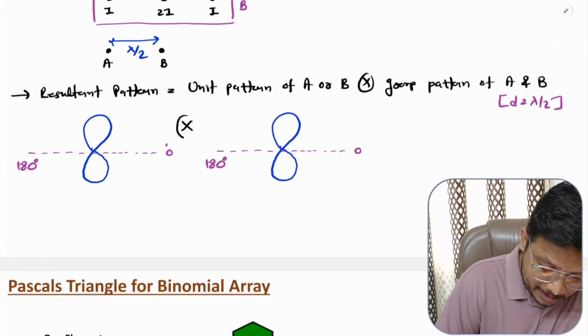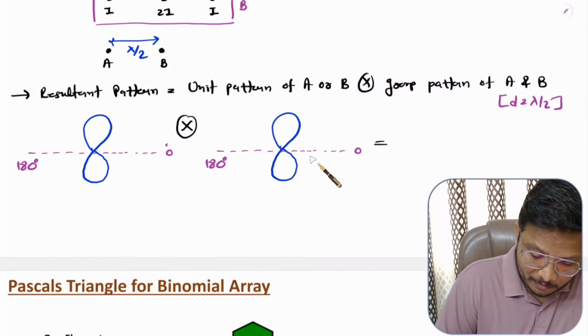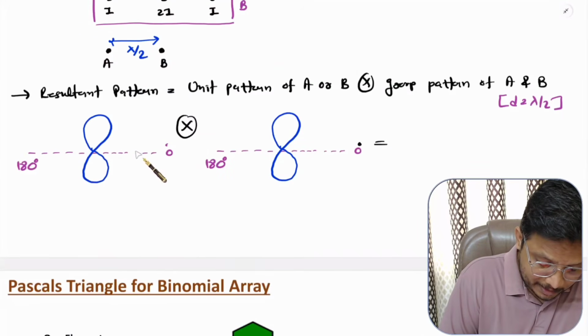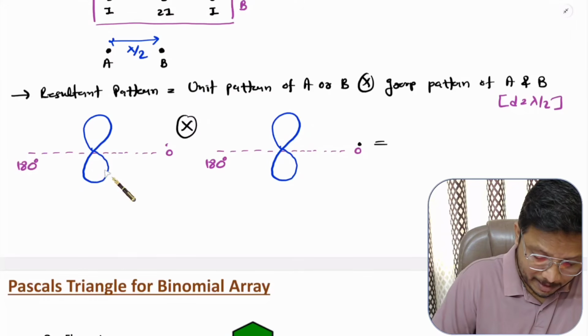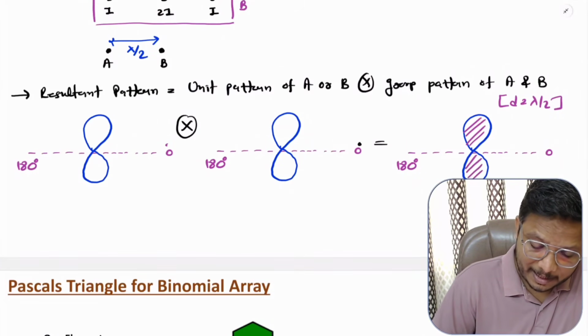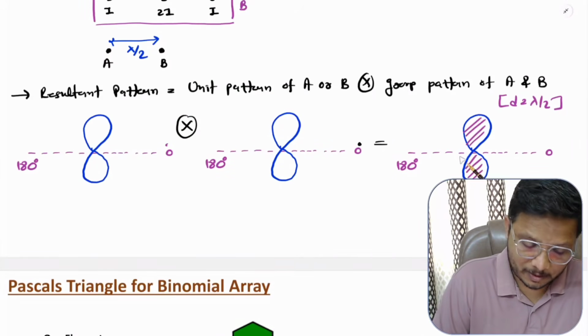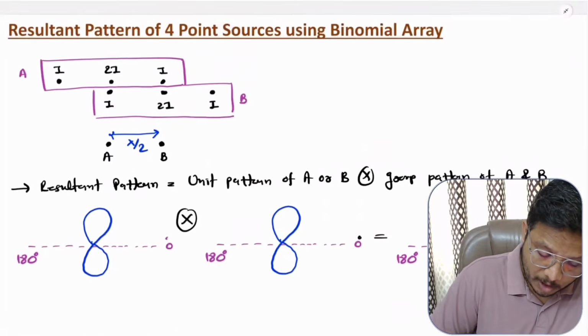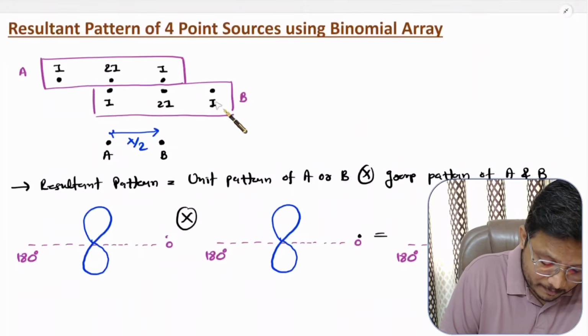And if you multiply these two patterns, you will be getting a similar pattern again, where angles are there at 0 and 180 degrees with nulls. And if you multiply maxima into maxima, here only we will be having maxima. So that is how we will be having a similar radiation pattern as per spacing d equals lambda by 2, right?